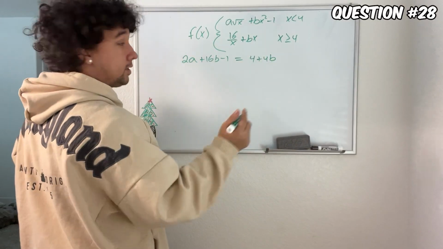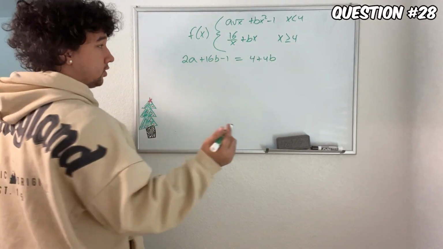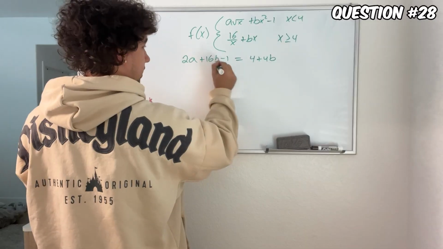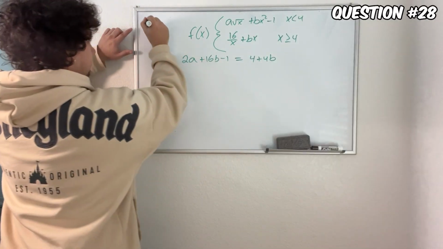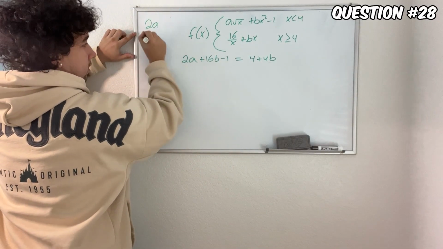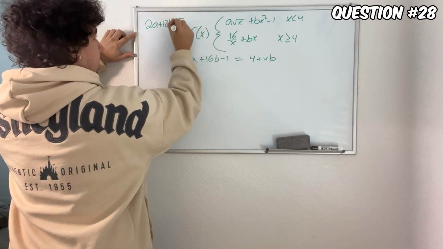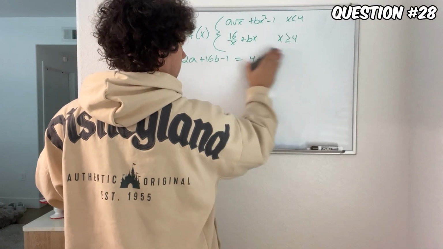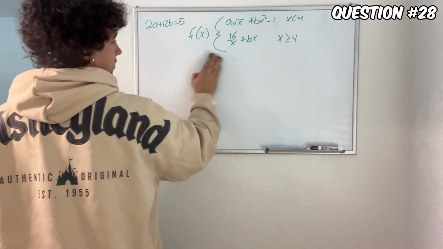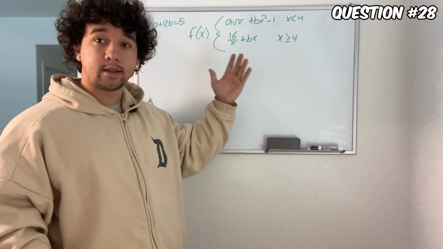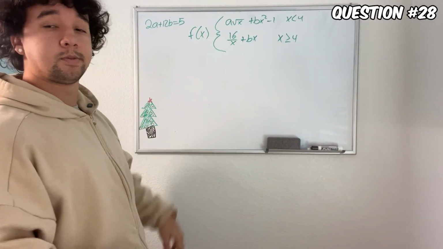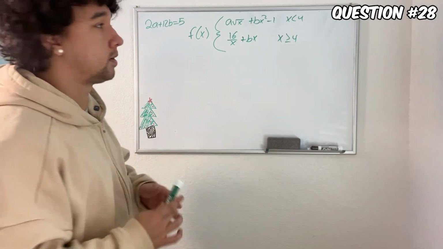So from here, I'm just going to set this thing equal to an equation. I'm going to subtract 4b to the other side, I'm going to add 5 to the other side, and I'm going to write that up here. I have 2a plus 12b equals 5. The reason I'm doing that is because I'm going to do the same exact thing for my derivatives, and then I'm going to use a system of equations to find what a and b have to be.